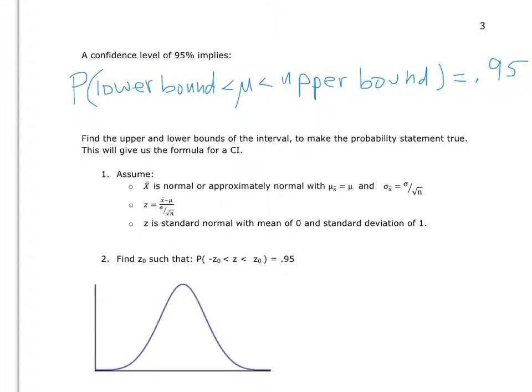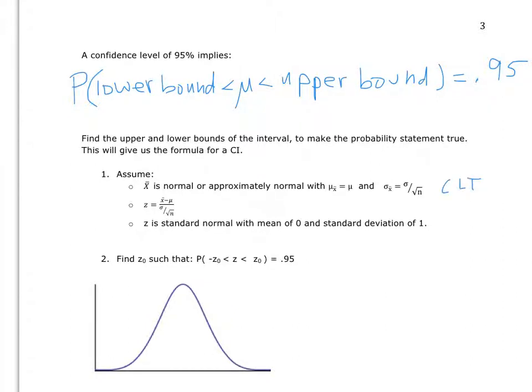So we're going to make some assumptions, and these aren't too far of a stretch. These are things we know, things that we've established so far. First of all, assume that x bar is normal or approximately normal, and its mean is mu, and its standard deviation is sigma over square root n. That's based on the central limit theorem, what we did in the last chapter.